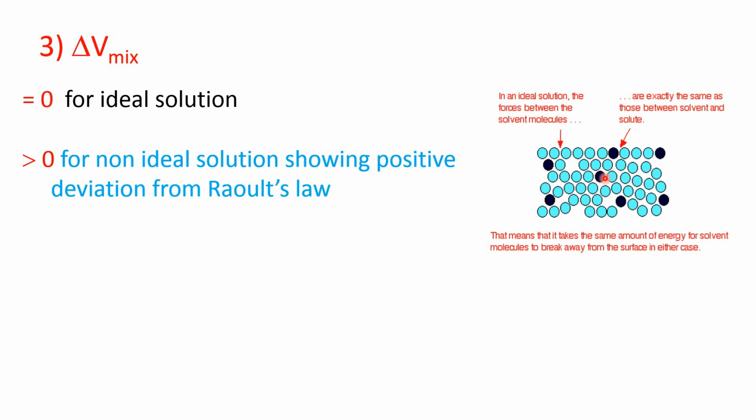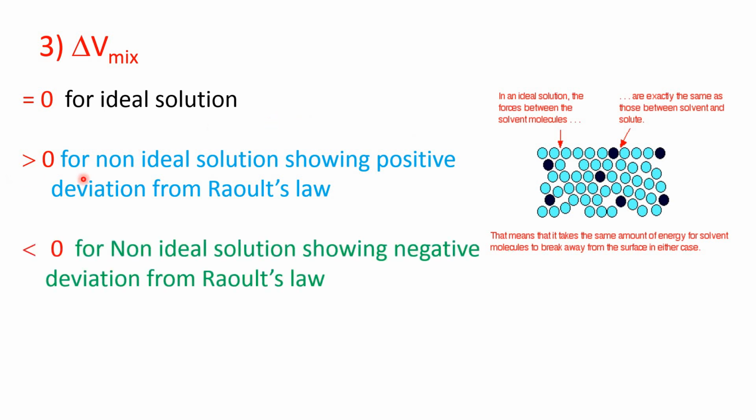So, delta V mixing will be greater than 0 or positive. Now, for a non-ideal solution showing negative deviation, a stronger interaction is developing between solvent and solute. Because of the stronger attraction, solute and solvent come close to each other. So, overall there is a decrease in volume. The volume change is negative.